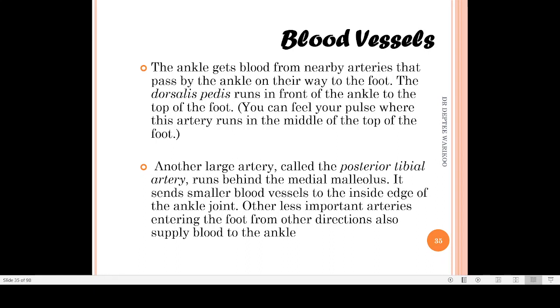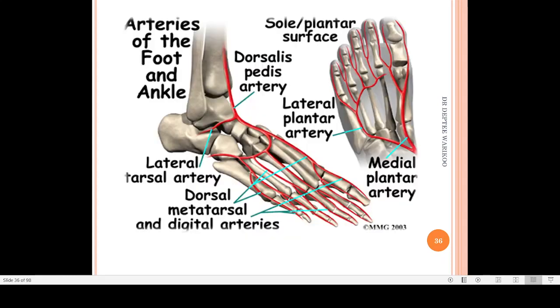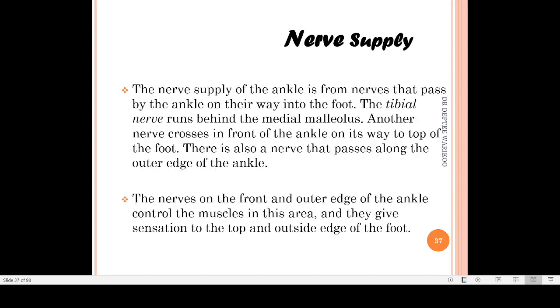Other less important arteries could also be seen. I'll show you a picture. These are the basic arteries. You could see the dorsalis pedis artery, the lateral plantar artery, dorsal metatarsal and digital arteries. These are the basic blood circulation around the ankle and foot.